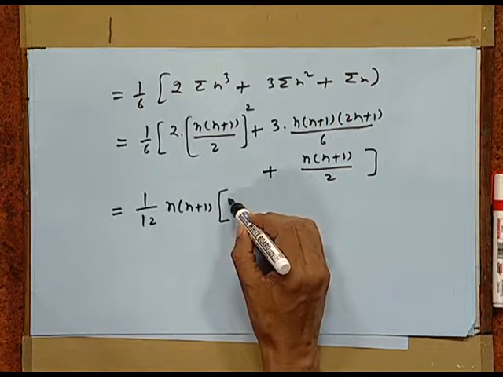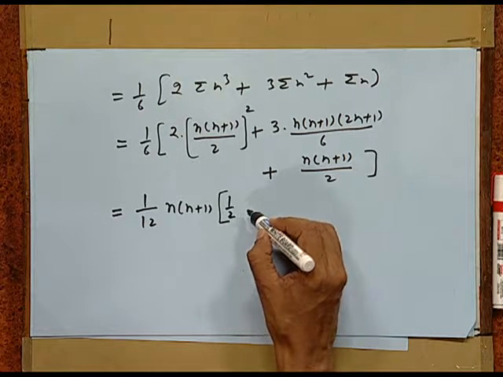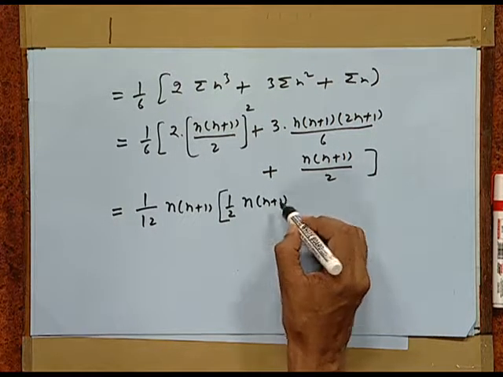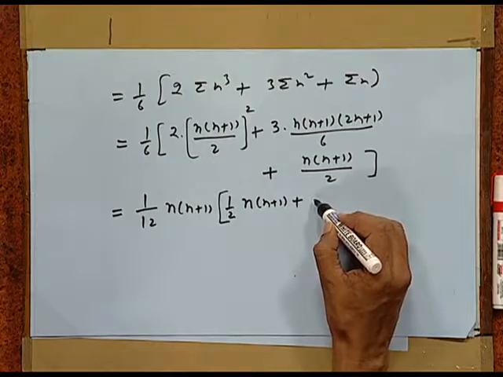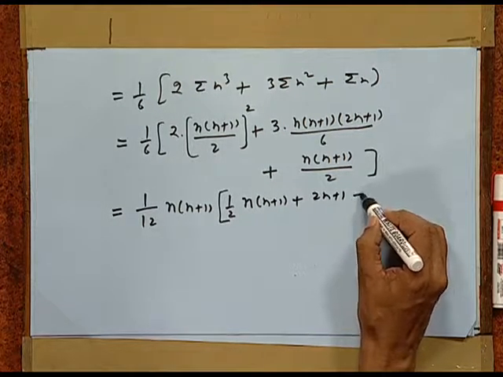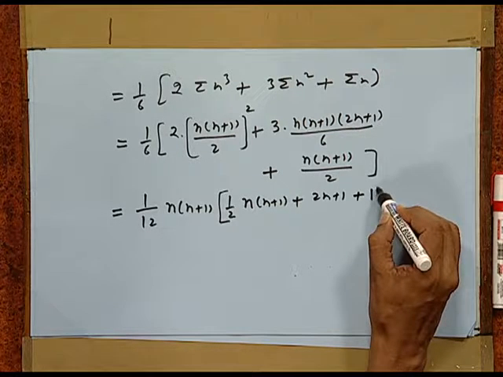We have 1 by 2 n times n plus 1 plus 2n plus 1 plus 1.